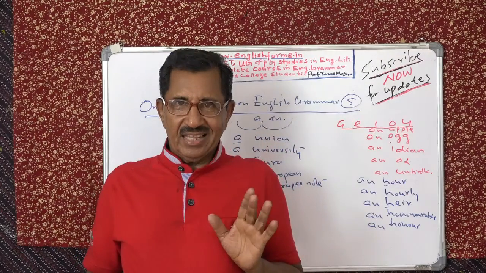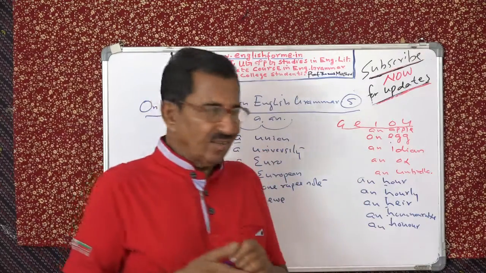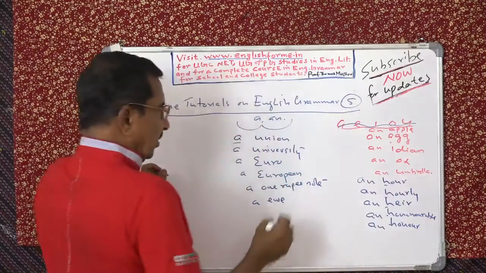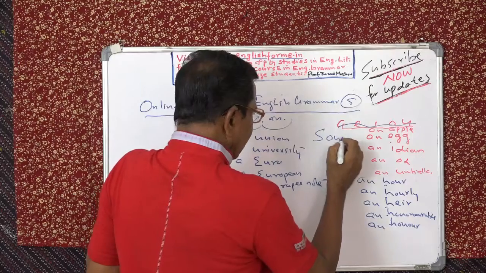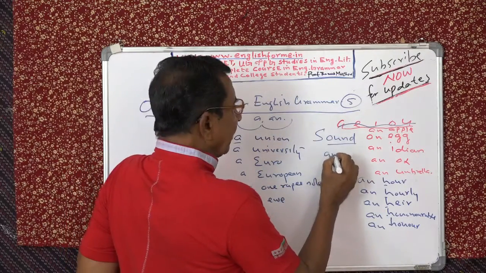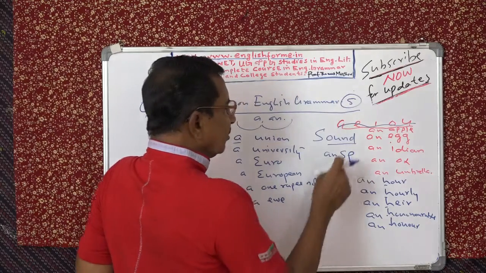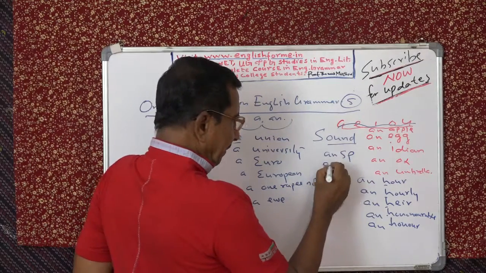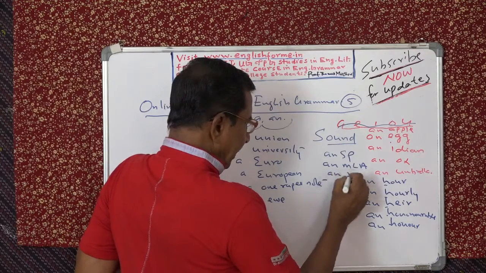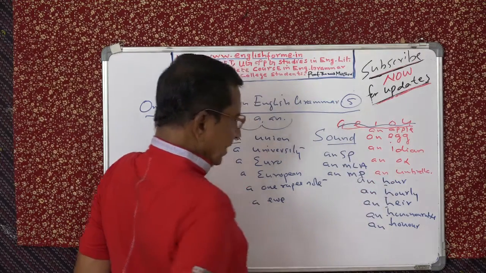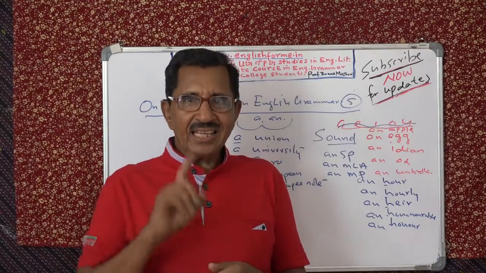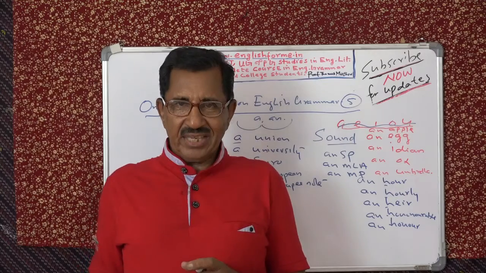So that is the important thing. Not the letter. The letter is not the important thing. You have to look for the sound. For example, you see an SP. There is no vowel here. An MLA. An MP. The sound is "em". That is a vowel sound.